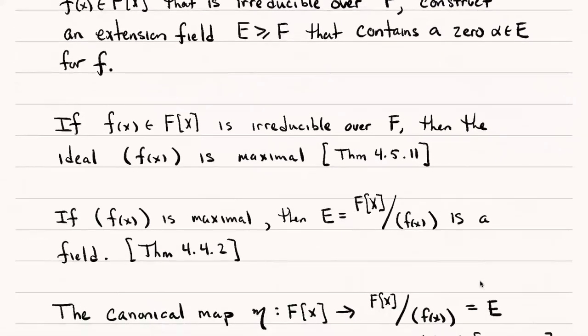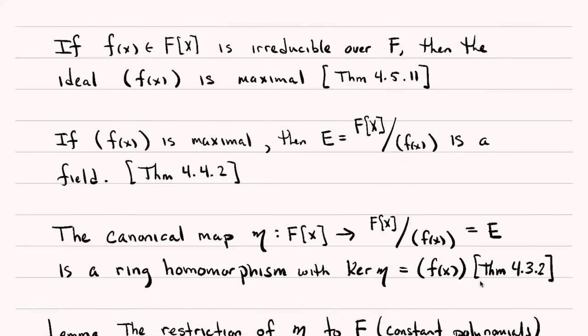So let's start by making a checklist of what we know. You hand me some irreducible polynomial over a field, then we know that the ideal it generates is a maximal ideal. You could pause and look at the references here, or look later, but that's theorem 4.5.11: an irreducible polynomial generates a maximal ideal in the polynomial ring. Going back further, if you have a maximal ideal in a commutative ring with unity, the quotient by it is a field. So the polynomial ring F[x] divided by the ideal generated by our irreducible f is a field. That's theorem 4.4.2. You can pause and go soak that up.